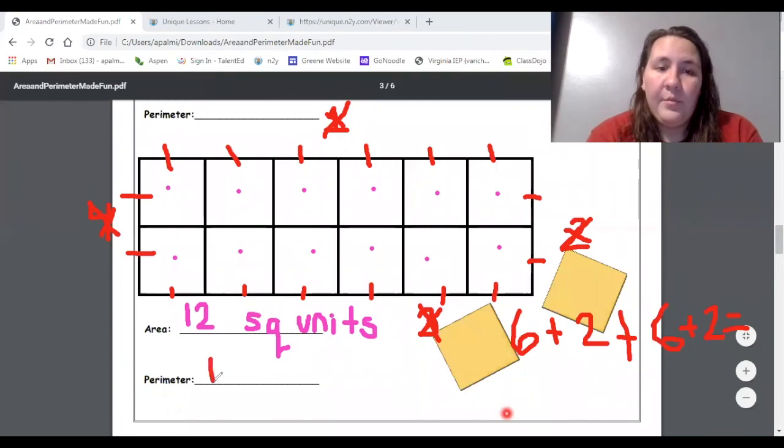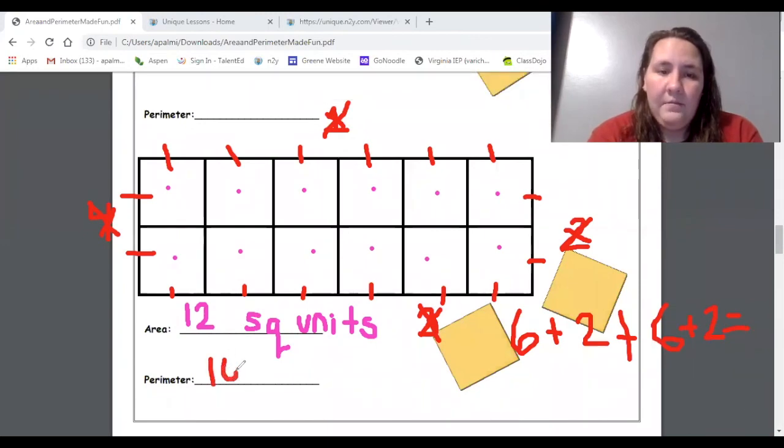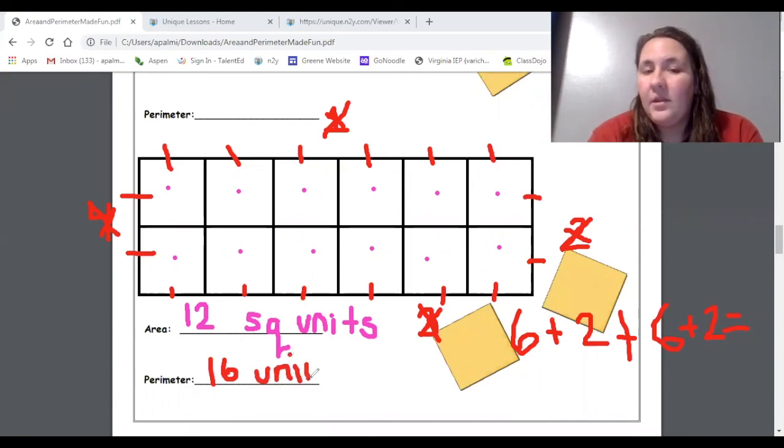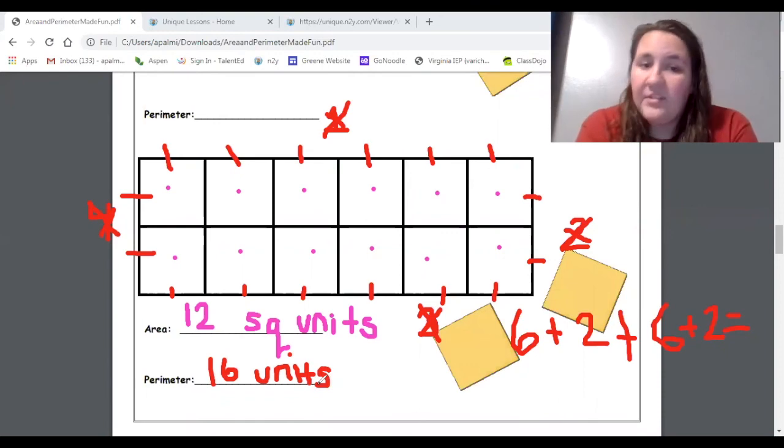Awesome job. So remember, we write the number 16 and then units. And it's very important that you put what 16 means, that you put the units, because otherwise people might not know. They might think you mean 16 apples or 16 feet or 16 SpongeBobs. You know, they don't know if you don't write units.